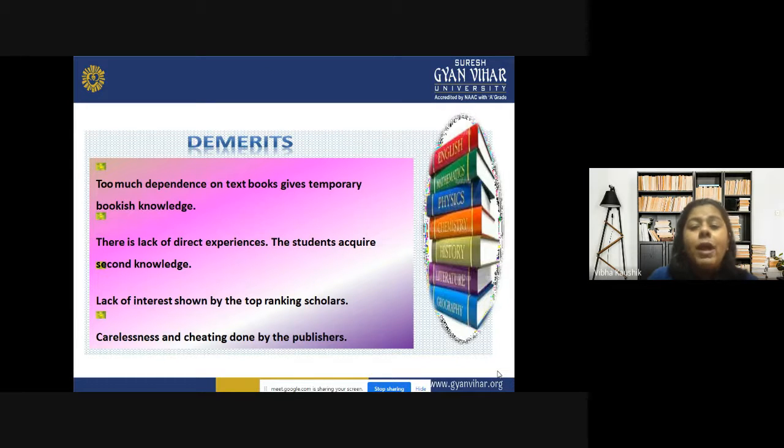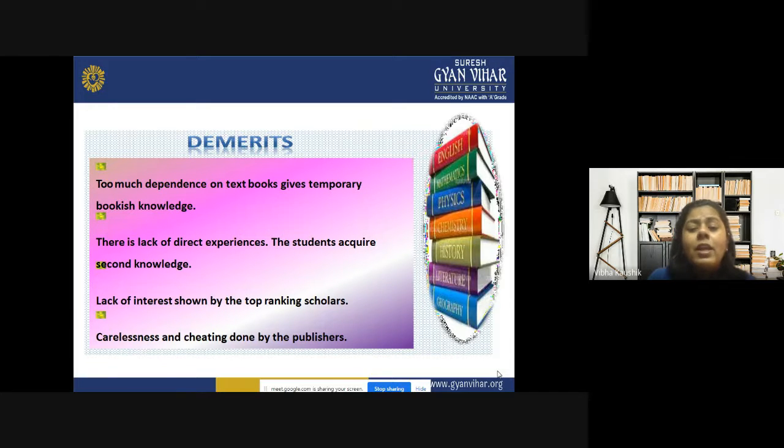Now, demerits of the textbook method. Too much dependence on the textbook gives temporary bookish knowledge. A student will see that all the information is already in the textbooks, so why should I go and attend the class? So too much dependence on textbooks gives temporary bookish knowledge. The student will read the book, but he will not get the explanation by the teacher.